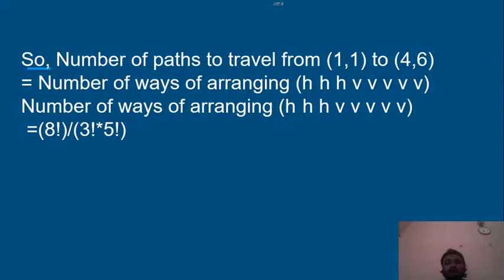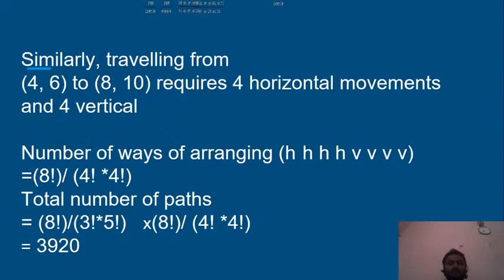The number of paths traveled from 1 1 to 4 6 is just the number of ways of arranging h h h and v v v v v, 3 h's and 5 v's, because that is what we are going to do. You can take a particular vertical step first and then move horizontal, then take a vertical step and then move horizontal. So it becomes a combination of permutation and combination. The number of ways of arranging these 8 items is 8 factorial, where h is 3 times and v is 5 times. So this becomes 8 factorial by 3 factorial into 5 factorial.